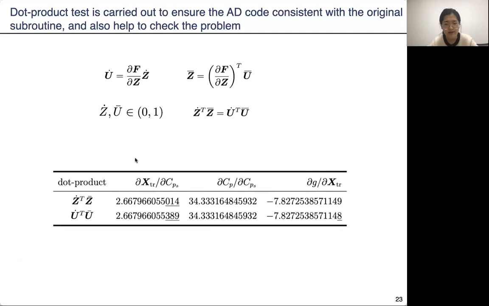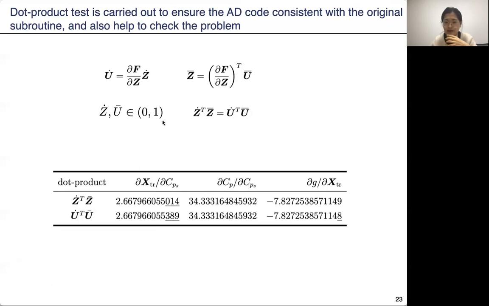After the solution, it is time to verify the solution. For the forward AD code and the reverse AD code, there always exists this dot product test. This dot product test is carried out to make sure the AD code is consistent with the original subroutine. More importantly, we know that the dot product test is a necessary condition for accurate gradients computation.